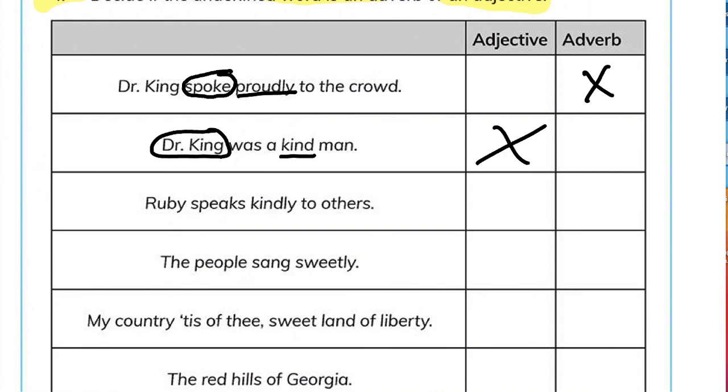Ruby speaks kindly to others. Which word is our describing word? Underline it. It is kindly. And what are we describing as kindly? How Ruby speaks. Is speaks a noun, a person, place, or thing, or is it an action word or verb? It is a verb, so that makes kindly an adverb.